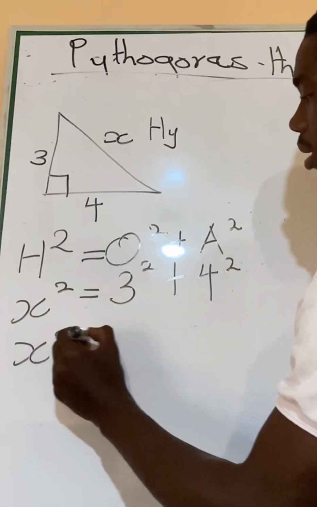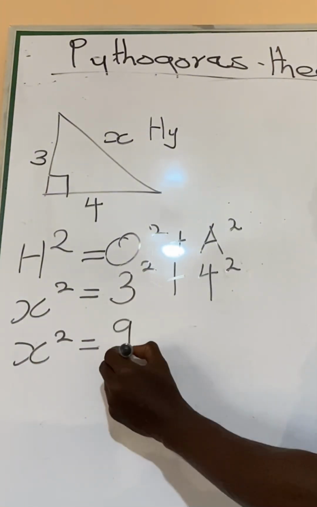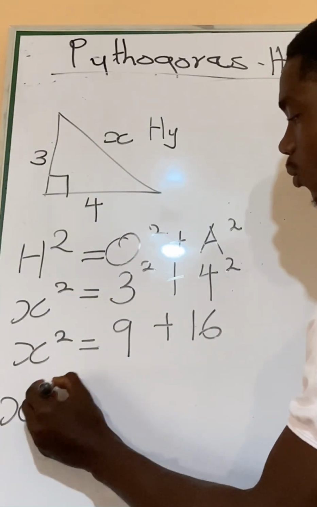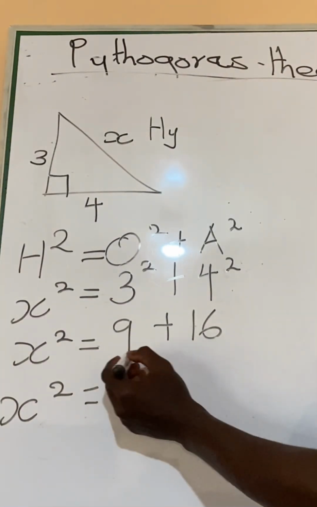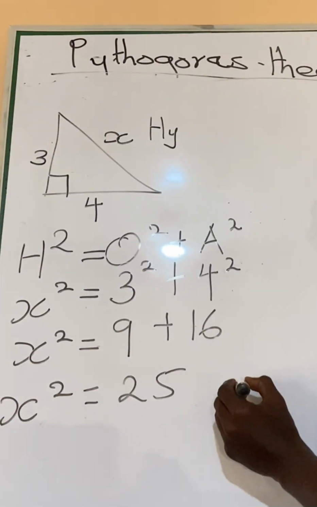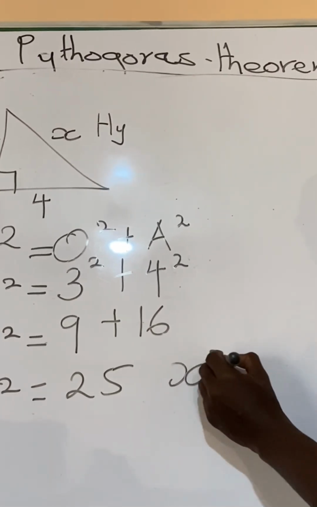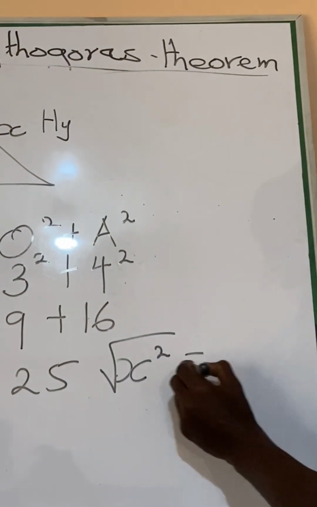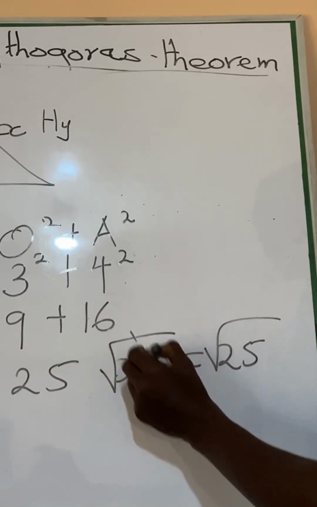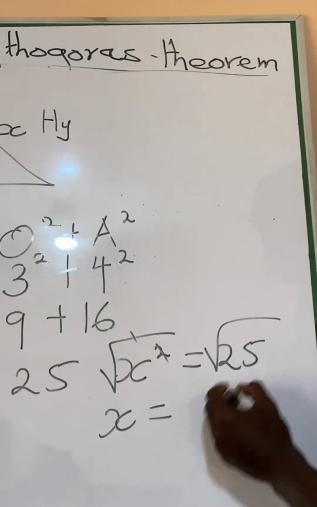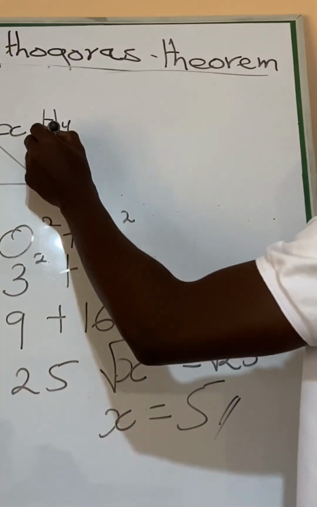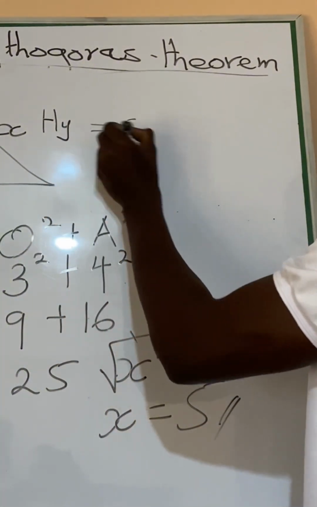Now x squared would give us 3 squared is 9, 4 squared is 16. So x squared is equal to 9 plus 16, which is 25. Taking the square root of both sides, the square cancels the root, and we have x equals the root of 25, which is 5. Therefore, our hypotenuse becomes 5.